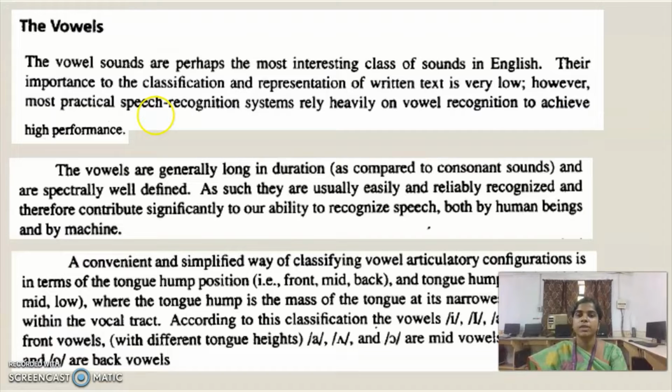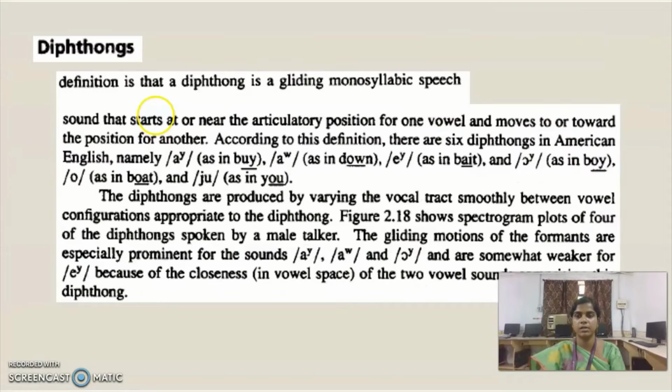Talking about the vowels, they are the most interesting class of sounds in the English language. They have good spectral periodic representation, and so speech recognition systems predominantly rely on vowel recognition to achieve very high accuracy in their recognition rate. And vowels can be stretched or compressed as much as the user wants. And we see that vowels are classified into front, mid, and back vowels based upon the position of the tongue.